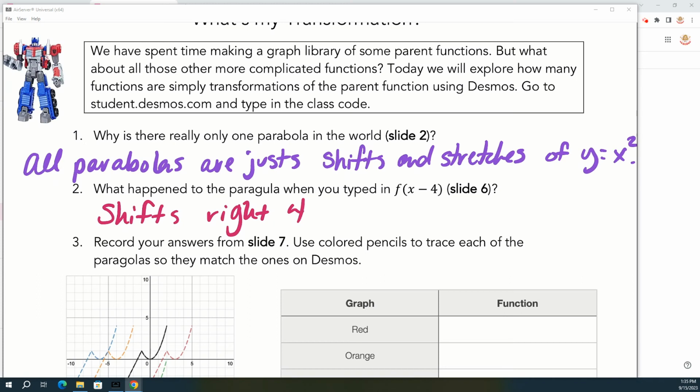All right, so on those first two problems, parabolas, every parabola is just a stretch or a shrink or a shift from the original parent function. And then when you subtract on the inside, I hope you guys from doing all the problems, it means you're going to shift right however much that you subtract.